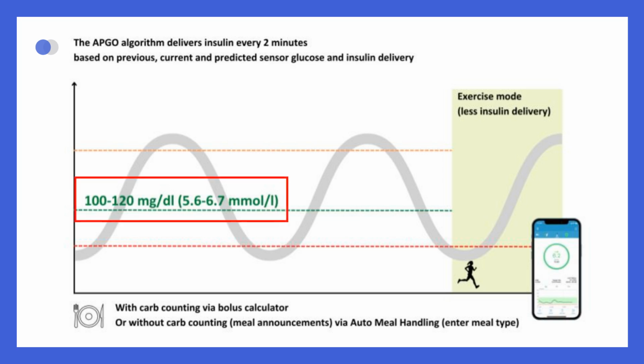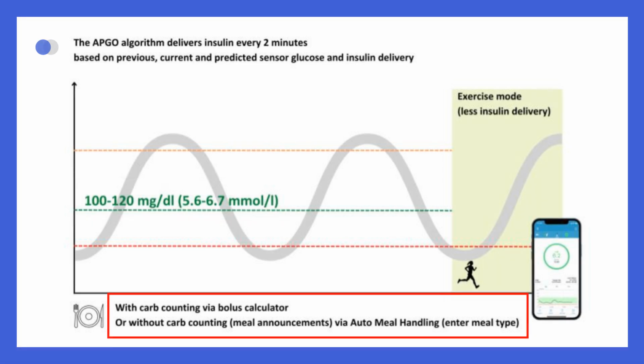Users can select a target glucose level of 100, 110, or 120 milligrams per deciliter, or 5.6, 6.1, or 6.7 millimoles per liter. For meal management, the system offers two options. The user can manually input the grams of carbohydrates using the bolus calculator, or simply announce the type of meal, such as breakfast, lunch, dinner, or a snack, via the auto meal handling feature. The algorithm then calculates the appropriate insulin response.